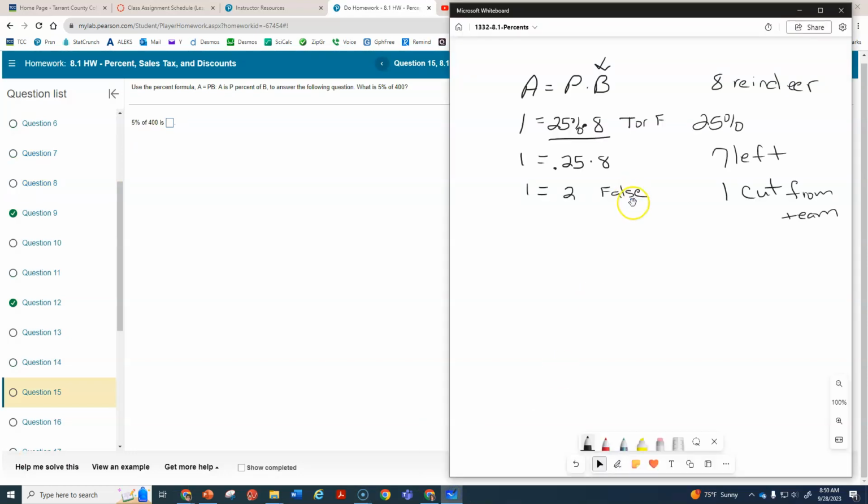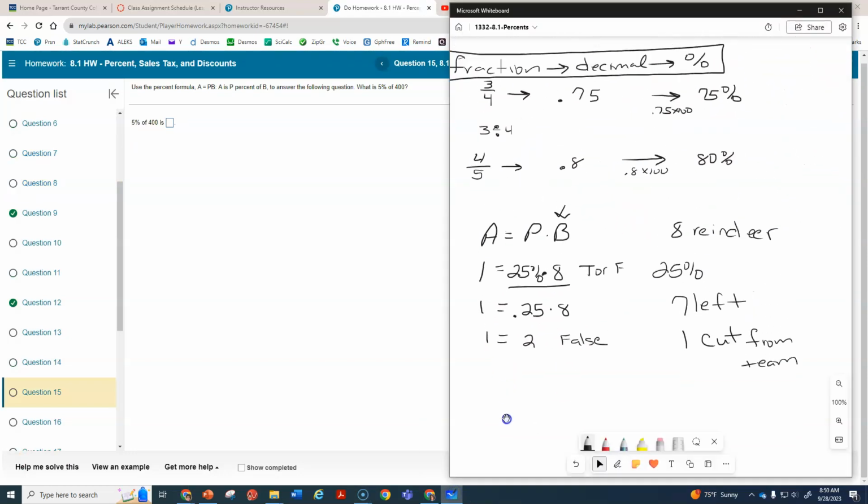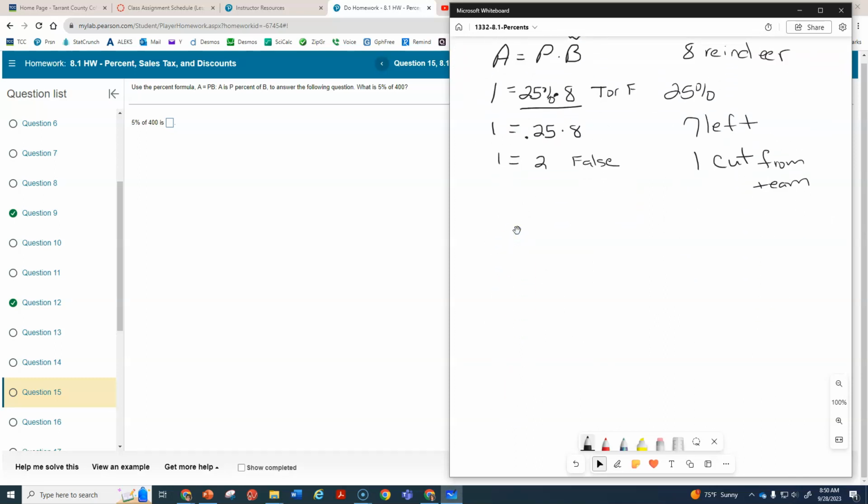Number 15 is not a contextual situation. It is just a straight up problem. They want us to use the formula that they gave us, A equals P times B, to figure out the answer to this question. What is 5% of 400? So here, the "what" is the A, "is" is the equal sign, there's your percentage, 5%, that's your P, and then "of" is your times, and then 400.